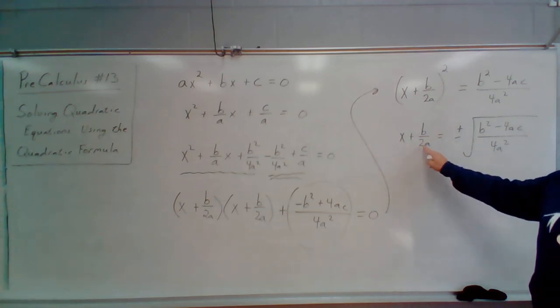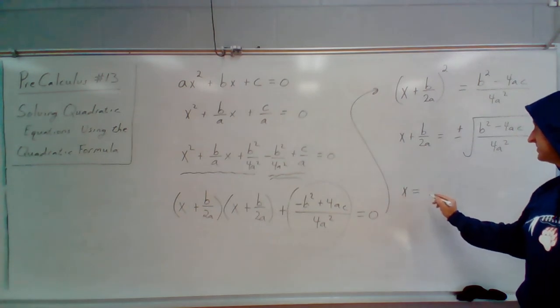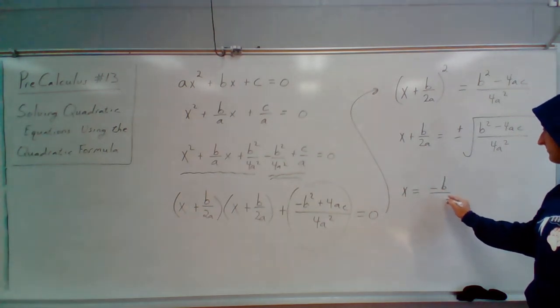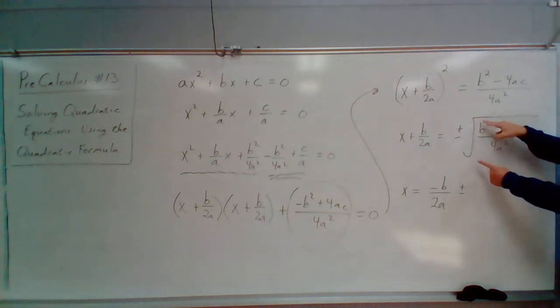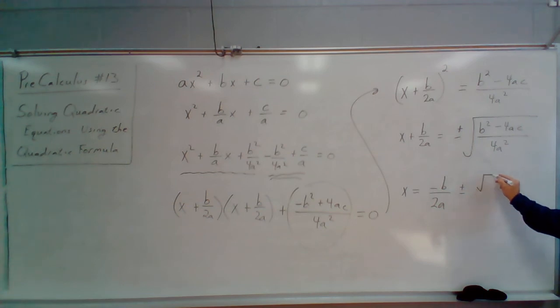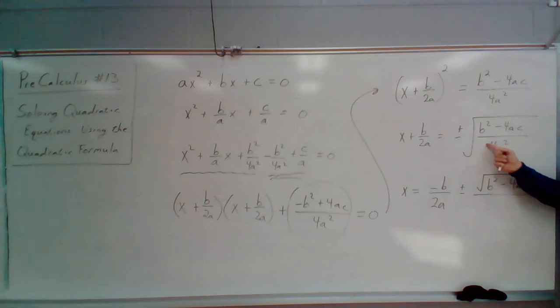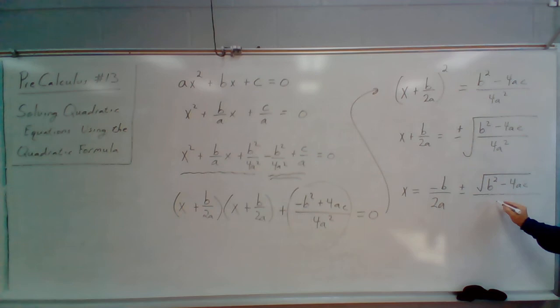So I'm going to move the b over 2a to this side. So now I've got x equals negative b over 2a plus or minus. All right, remember, if you have the square root of a fraction, you can do the square root of the top over the square root of the bottom. So I will have the square root of b squared minus 4ac all over the square root of 4a squared. Well, we can simplify that. The square root of 4a squared is just 2a.